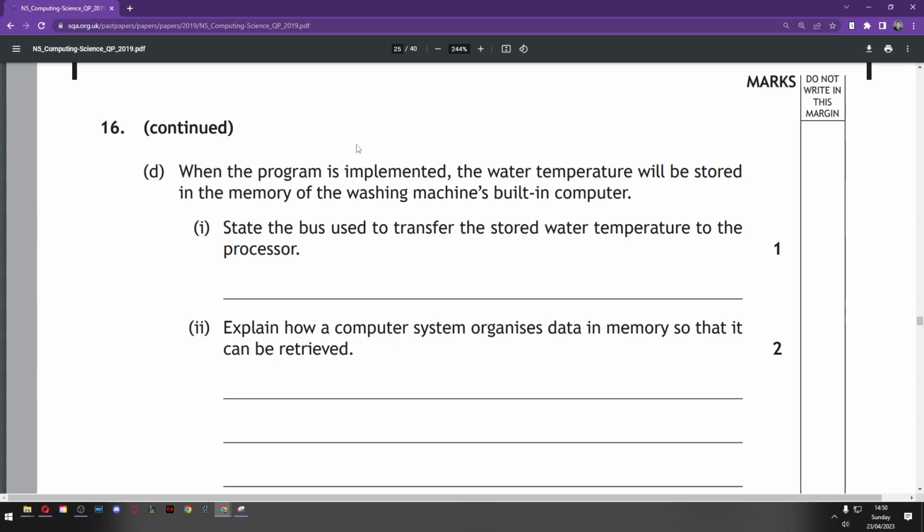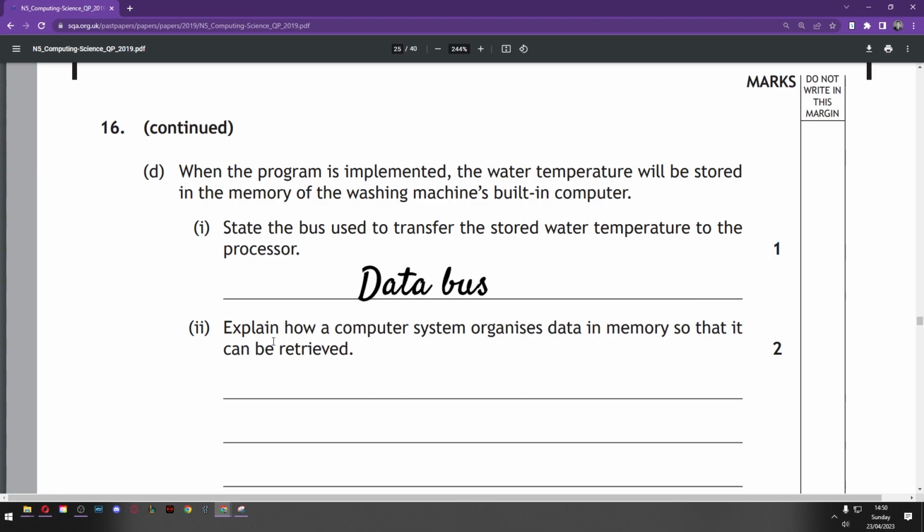I've got a past paper question here, the 2019 past paper. When a program is implemented, the water temperature will be stored in the memory of a washing machine's built-in computer. State the bus used to transfer the stored water temperature to the processor. Well, this is data that's being stored. It's not the location that you're storing it in. That would be the address bus. But since it's data that's being stored, this would be the data bus.